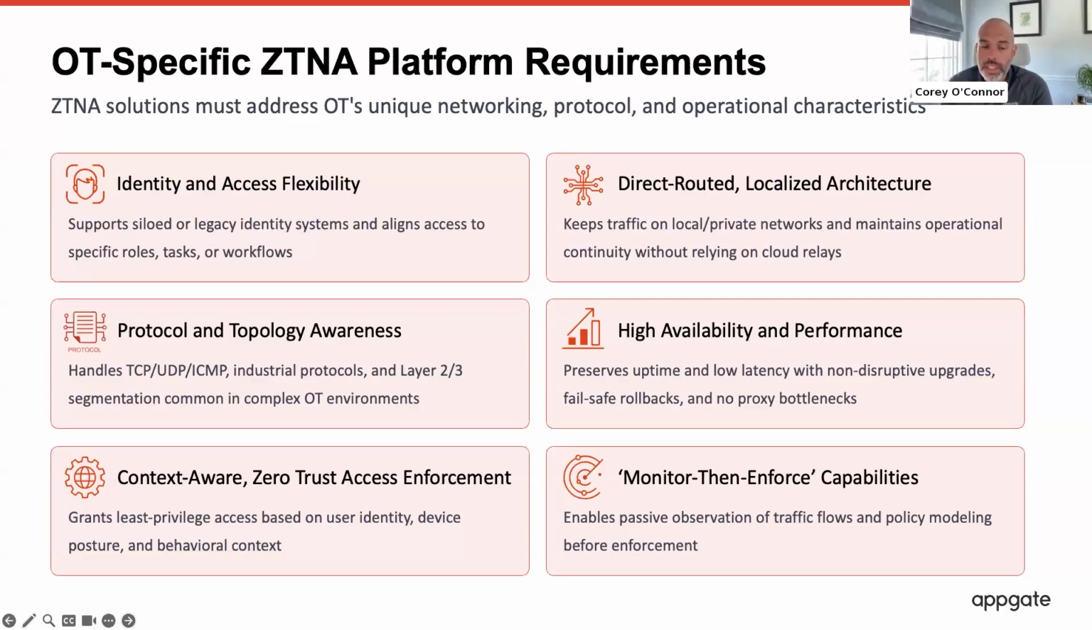The fifth is context-aware enforcement, and this is at the heart of zero trust, right? Access decisions should be factoring in who's requesting access, what they're using, what they need, and you're not just giving them a path to the flat network once they're authenticated, right?